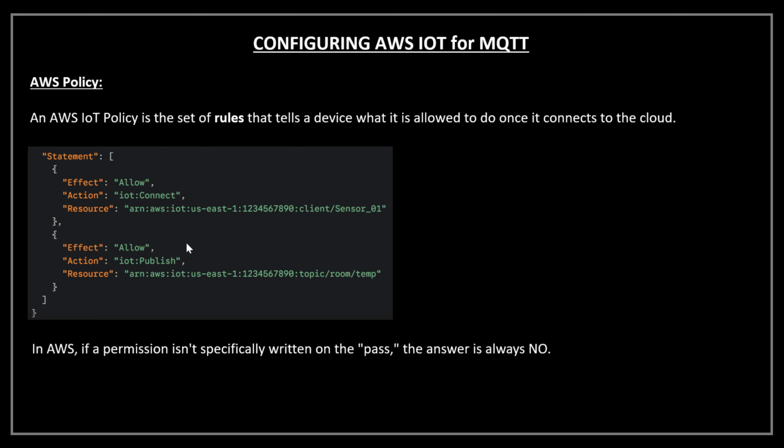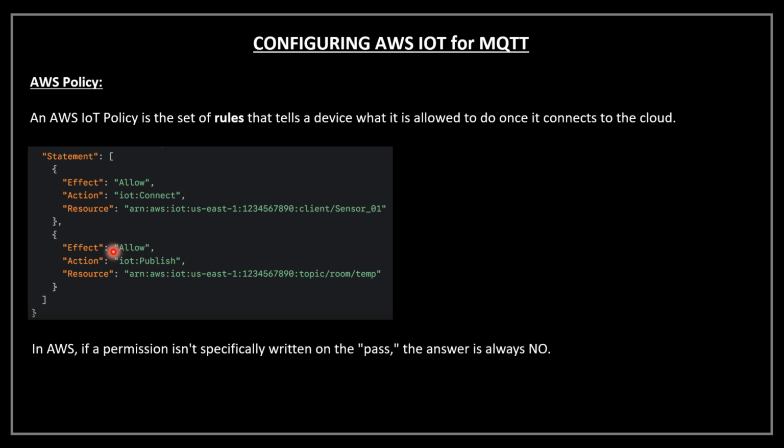The next feature is the AWS policy. An AWS IoT policy is the set of rules that tells a device what it is allowed to do once it connects to the cloud. AWS policy is basically a JSON file which looks like this. To read this, effect can be allowed or denied. Here it is allowed. Action is saying IoT connect, and for resource, here it has given the thing name. We will see this in the next slide.